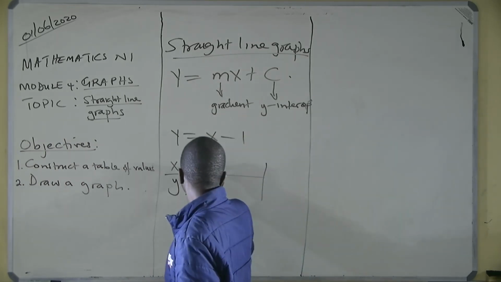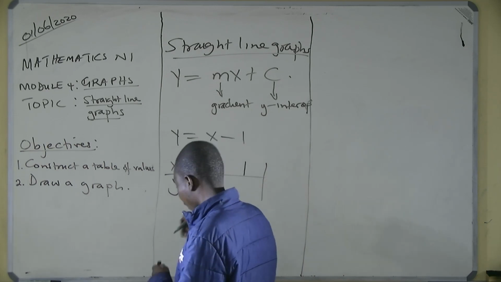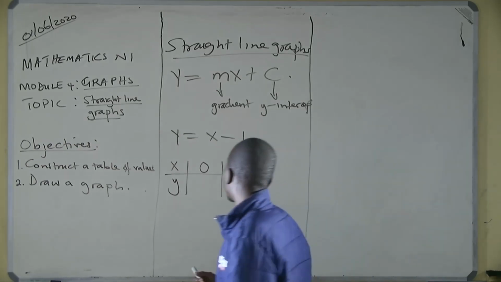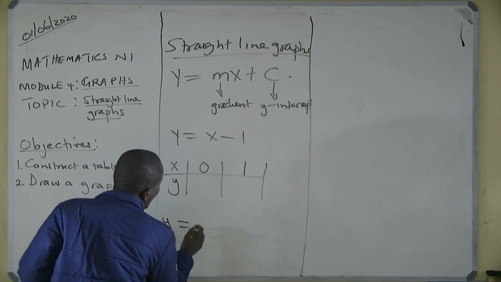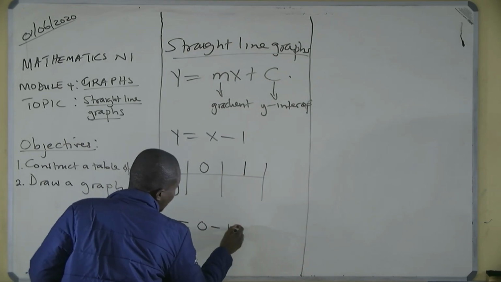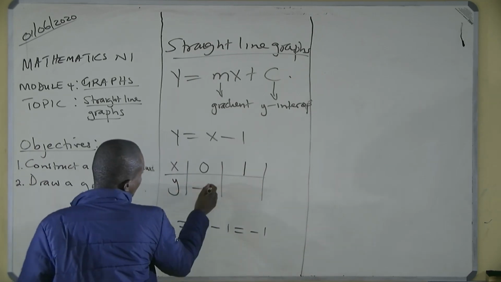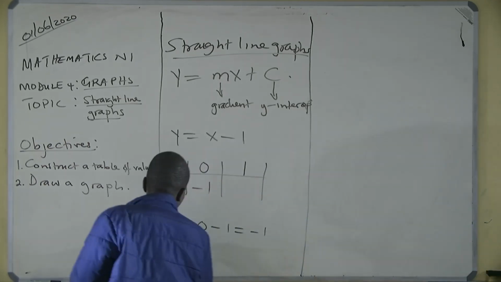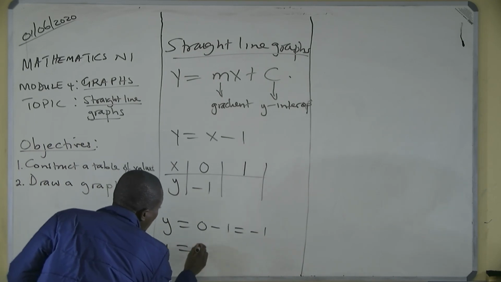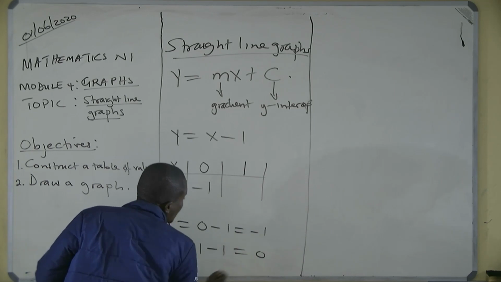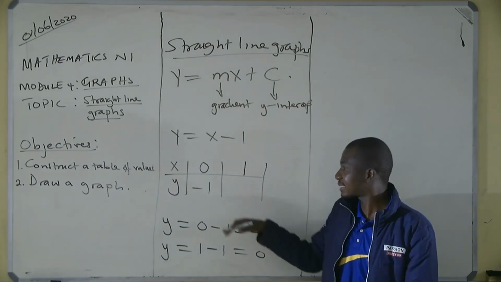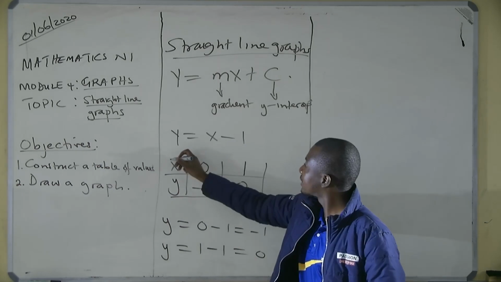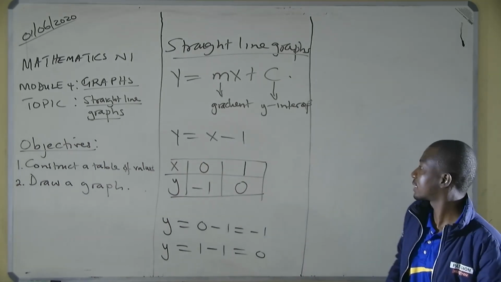In this case, we are going to consider x as 0 and x as 1. Now, to find the values of y, we say y is equal to 0 minus 1. Then we get our answer as minus 1, which means y is going to be minus 1 when x is 0. Then again, we come to the same equation. We say y is equal to 1 minus 1. Then we get a 0. In this case, we see that y is going to become 0 when x is 1. This is what we call a table of values.